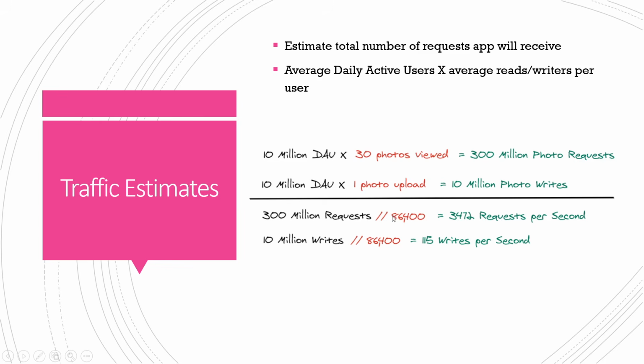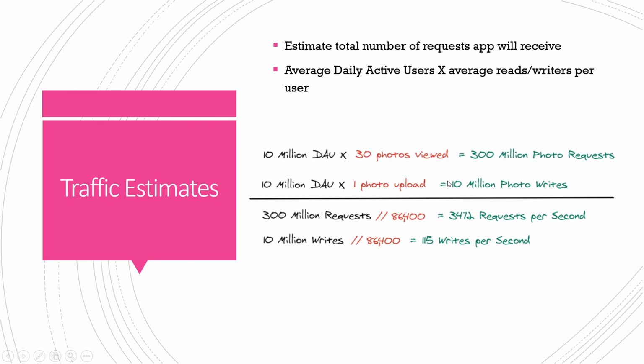So then we can use these times. This is our number of seconds per day. Taking this, we can see we get 3,400 requests per second and about 115 writes per second. In almost all cases, a web application is going to have much more read requests than writes. Knowing your average users and how many requests they're making, that's why people talk a lot about analytics and stuff like that. It's very valuable to have that information so that you can make these estimates.